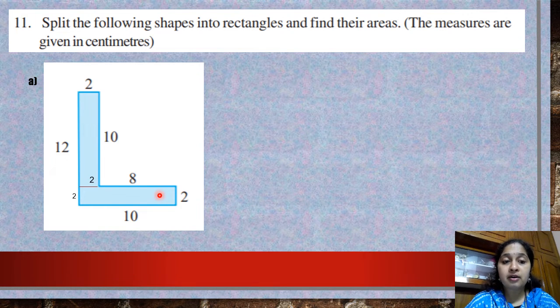Now, can we find the area of this figure, children? What will be the area of this figure? 10 into 2, that is 20 square units. And what will be this? 10 into 2, that is 20 square units. 20 plus 20 is 40 square units. So, you complete this as homework, children. Let's move on to the B bit.